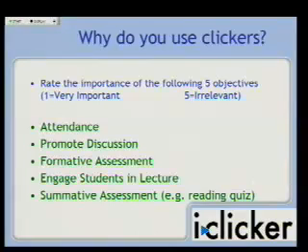And you can call them all 1s and you can call them all 5s. I mean, if they're all 5s, then there's a good chance you don't want to use these in your class. And then we're going to go through and we're going to talk about the different ones as time permits.